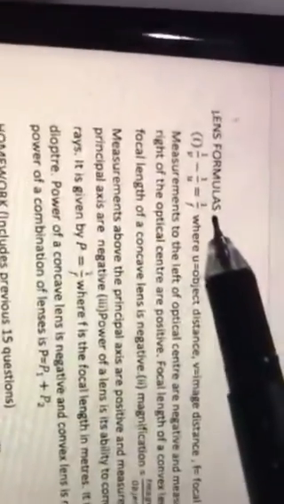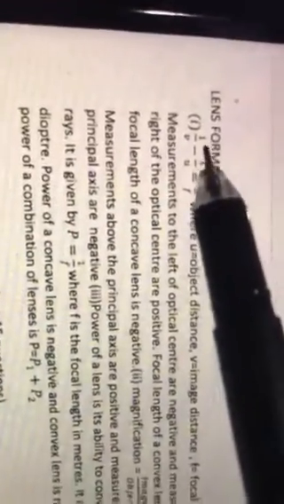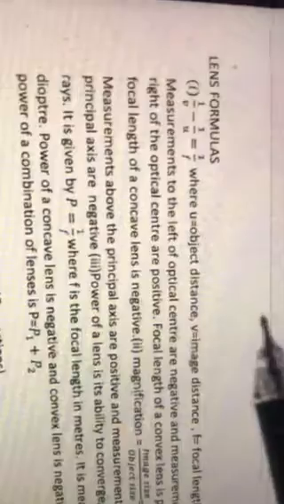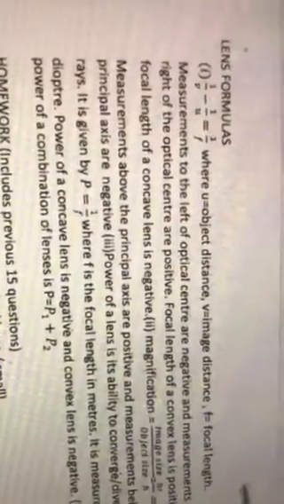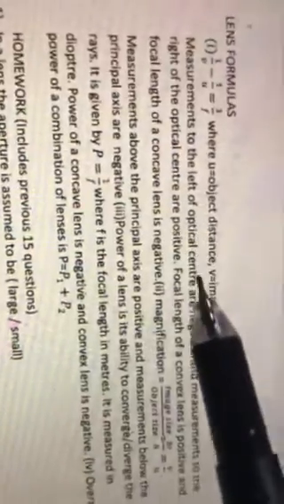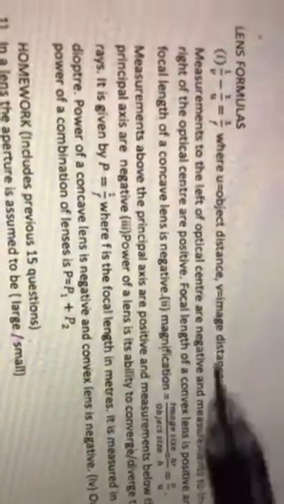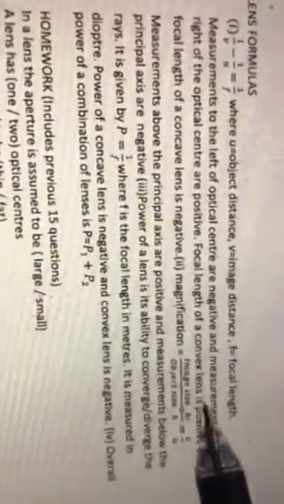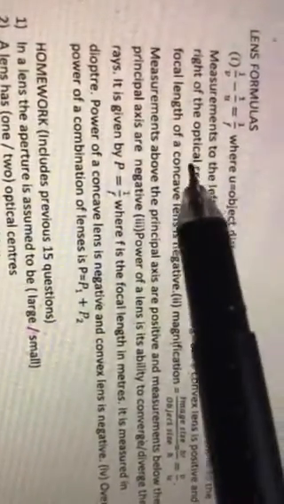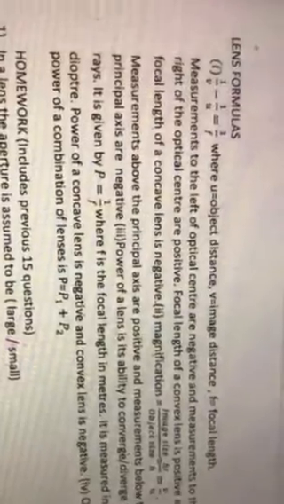Now we come to some theory. First is the lens formula. What is the lens formula? 1 by V minus 1 by U is 1 by F. U is object distance, V is image distance, F is focal length. Measurements to the left of optical center are negative and measurements to the right of optical center are positive. Focal length of convex lens is positive and focal length of concave lens is negative.